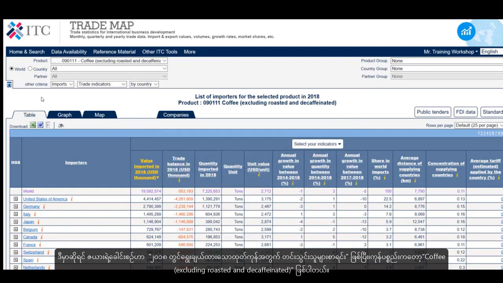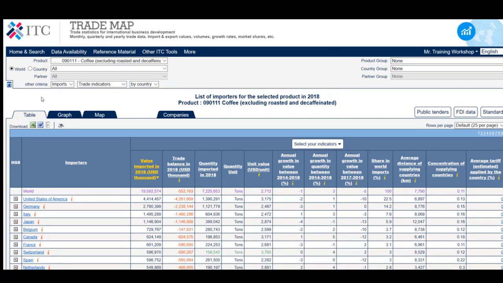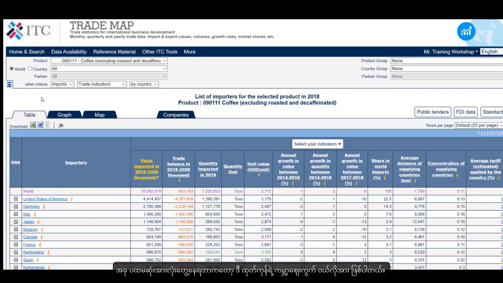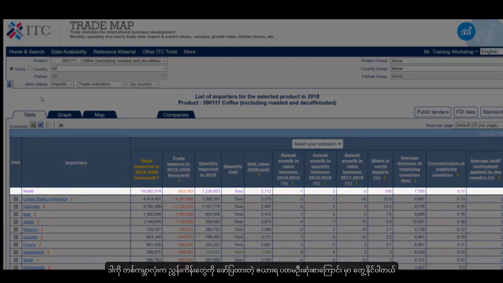In this case, the title of the table is List of Importers for the selected product in 2018, and the product being in this case, coffee excluding roasted and decaffeinated. What we are looking at first is the world market demand for this product. We can see it in the first line of the table that identifies indicators for the world as a whole.